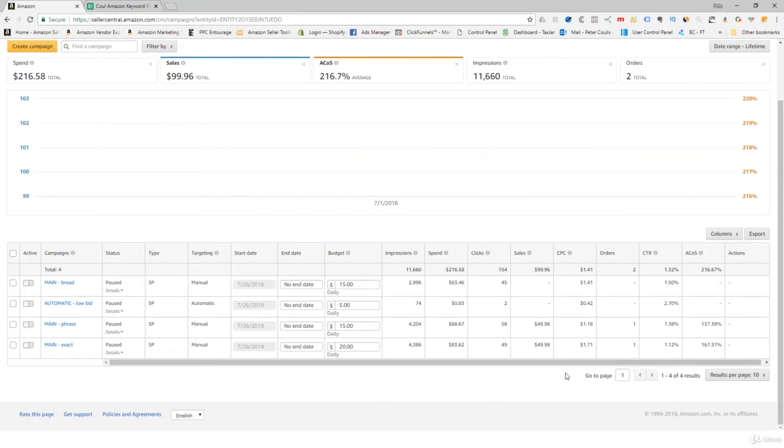Sponsored ads vary so much from product to product. I've had products where I can generate an absolutely absurdly low ACoS, and I've had products where it's really, really hard to make sponsored ads profitable at all. I don't really have an answer of why, but you just have to do your own tinkering and playing around. So I hope that makes some sense.